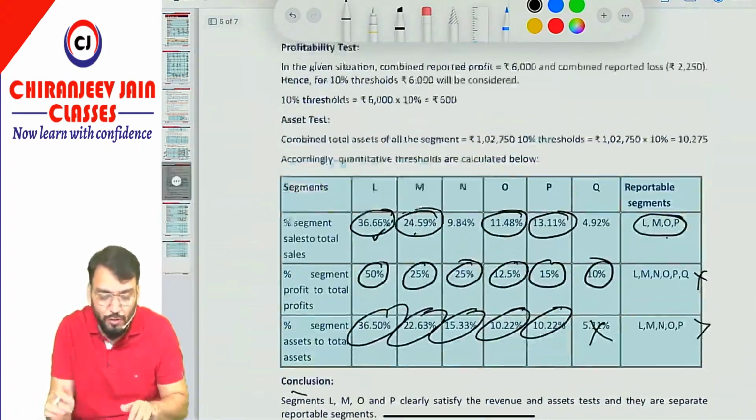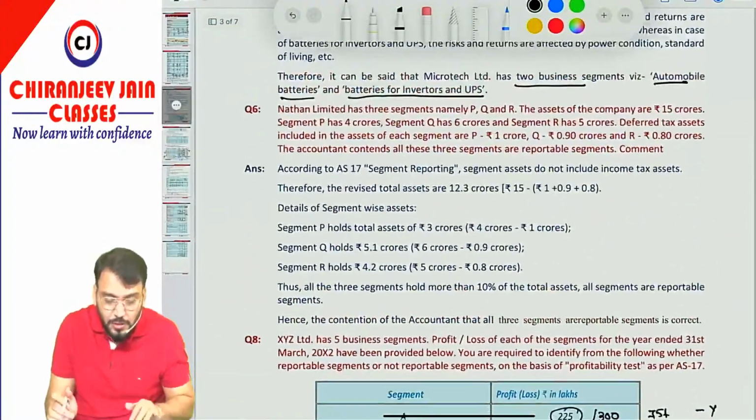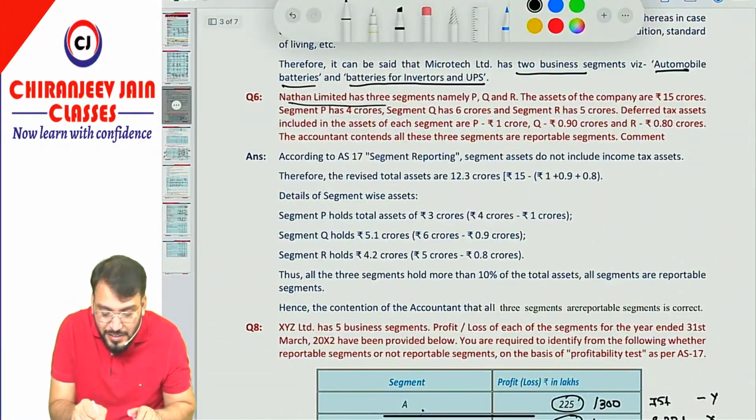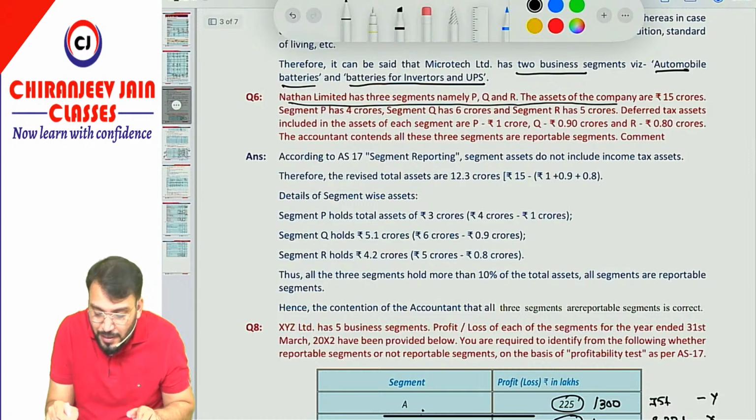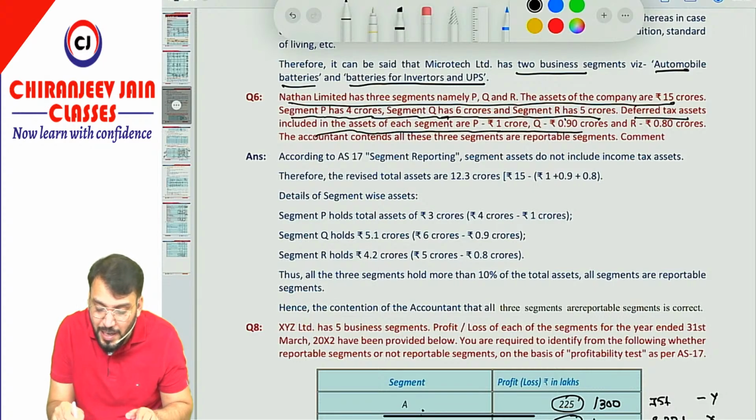One more question is there, one more question. Nathan Limited has three segments P, Q, R. The assets of the company are 15 crore. Segment P has 4 crore, segment Q has 6 crore, and segment R has 5 crore. Asset means you can see 6 plus 4 plus 5, 15 crore. DTA, deferred tax asset, included in the asset of each segment are 1, 0.90 and 0.80.